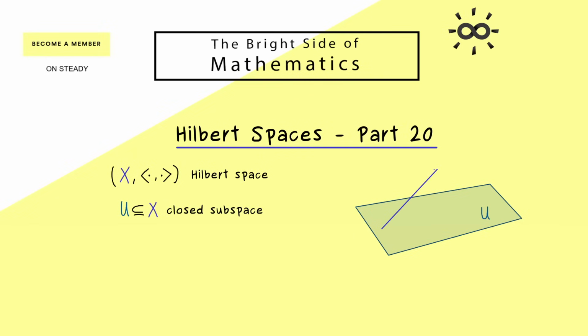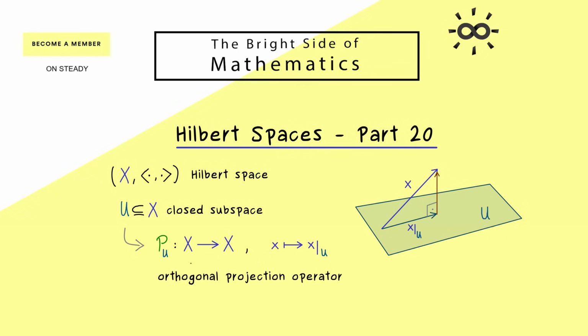If we take a vector x here, we can decompose it into two components. Both components are orthogonal to each other, and the one in U we call the orthogonal projection of x onto U. And indeed, this is the power of a Hilbert space. This orthogonal projection always uniquely exists, and we can define a linear operator. And usually we call it an orthogonal projection operator and denote it by P with index U. In fact, often one keeps it short and just says that P_U is an orthogonal projection.